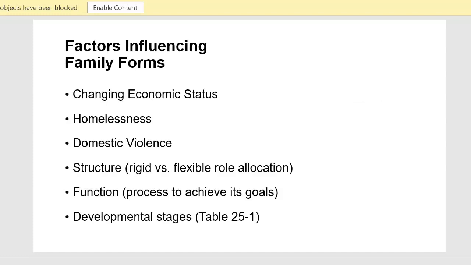So when we look at what influences family forms, in other words, what makes up the family, we tend to look at several areas. The first is almost the biggest, which is changing economic status. Families at the lower end of the income scale or lower socioeconomic status and single-parent families are vulnerable. They have fewer resources. They might have no health insurance, or they are underinsured, and they have difficulty accessing health care.